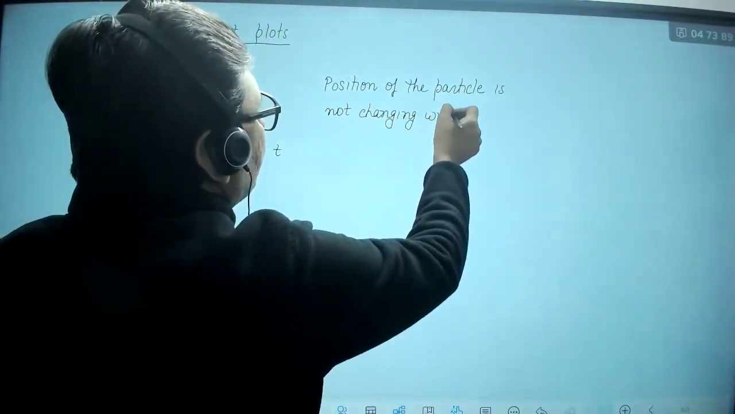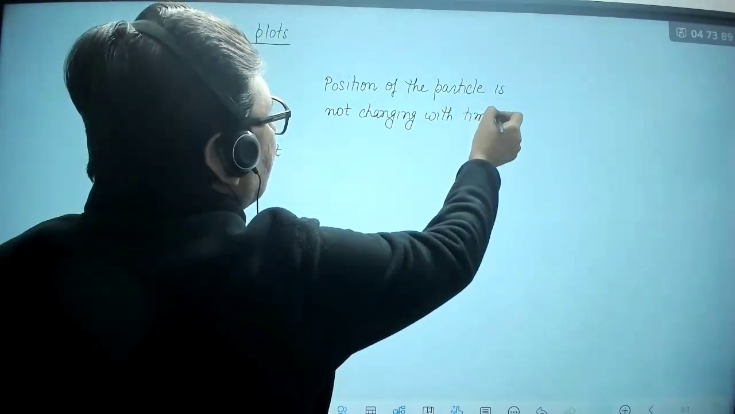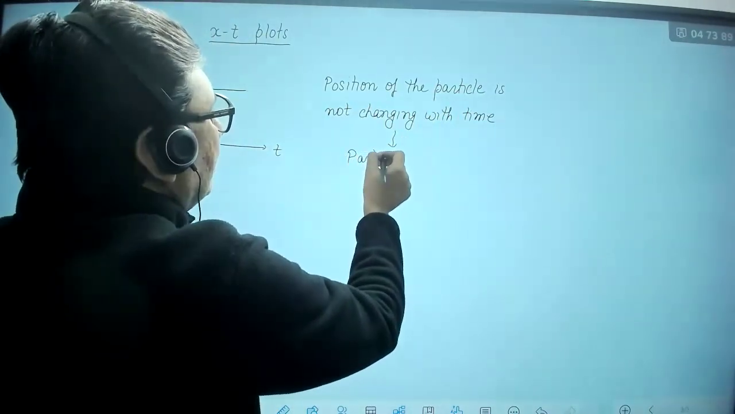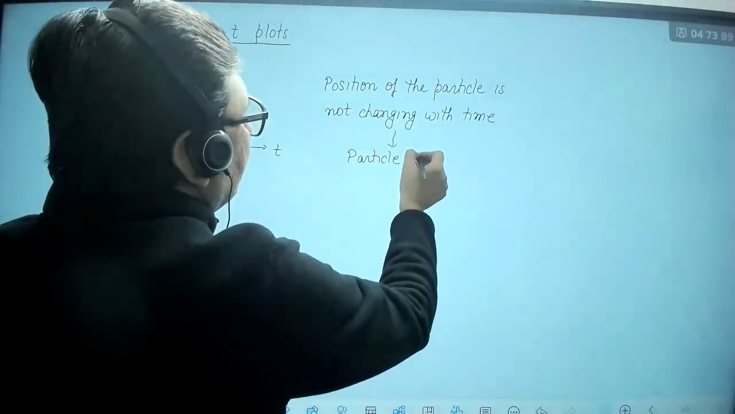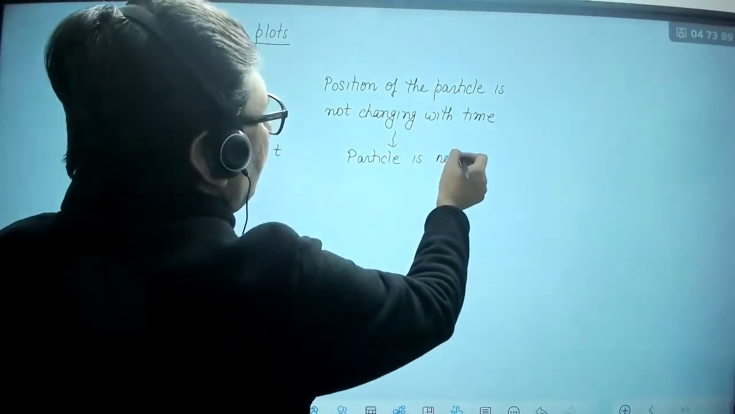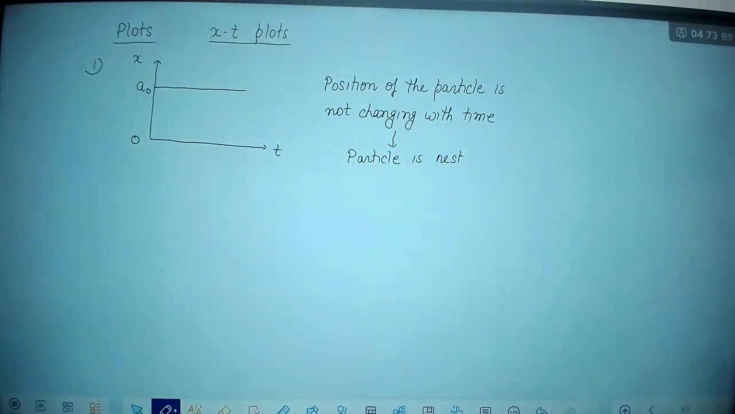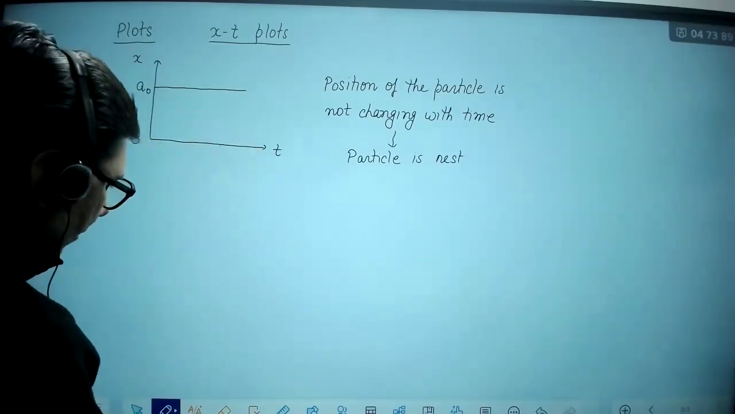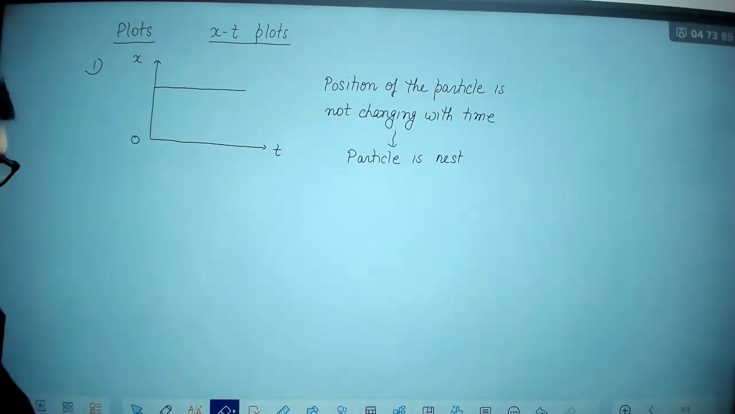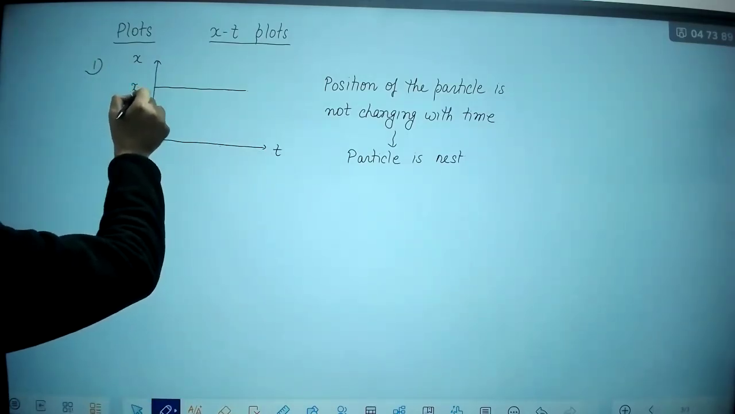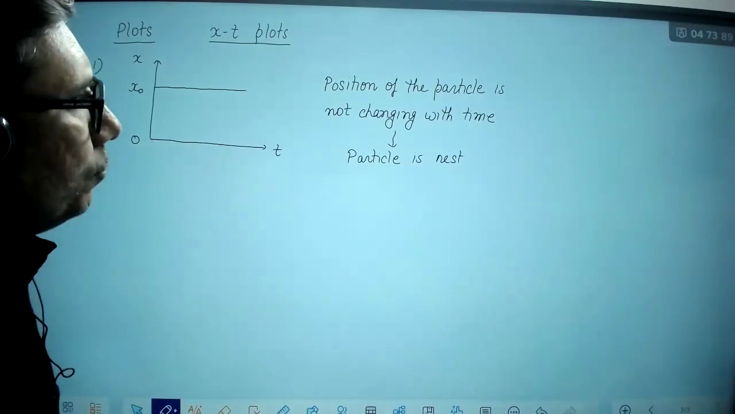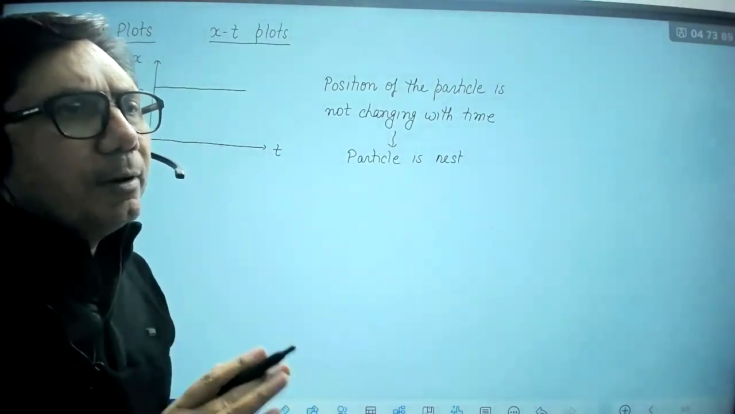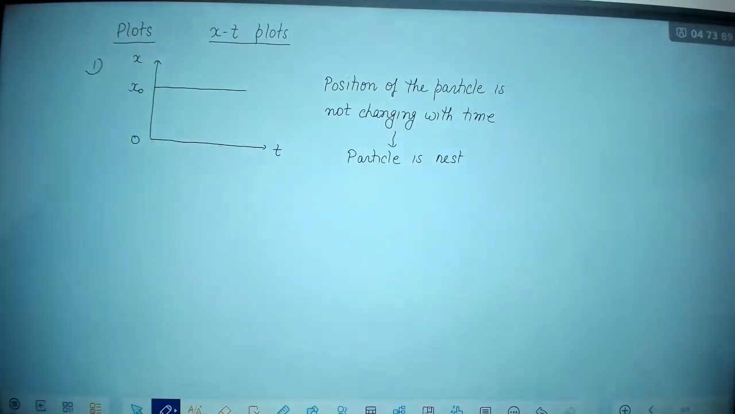With time. So what is its meaning? Particle is at rest. So this graph is saying that particle is at rest. I'm going to discuss all types of curves which are possible here. This is the position. If you are not comfortable with this A naught, I can write it as X naught. So position of the particle is remaining X naught throughout the motion. So particle is at rest.